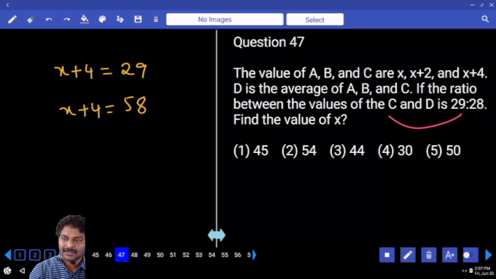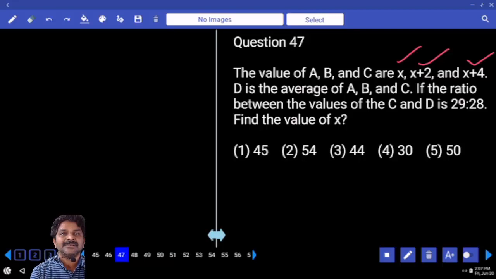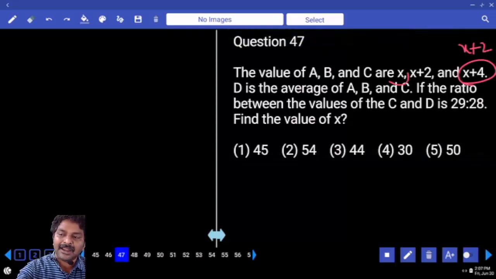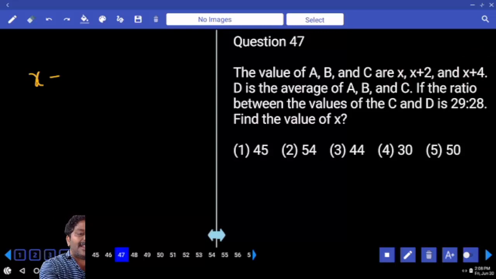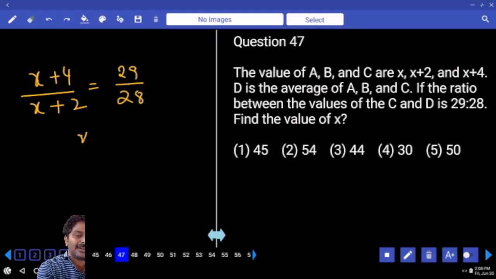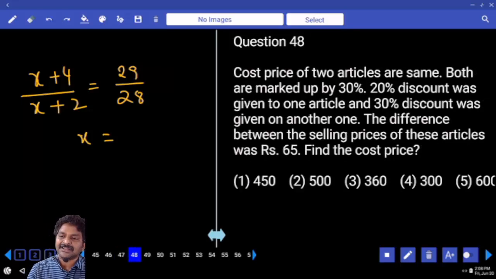Got it? Otherwise, for X, X plus 2, X plus 4, what do you mean by average? From the last one, if you subtract 2, it becomes X plus 2, and add the 2 here, it becomes X plus 2, and every number is X plus 2. Average is X plus 2, correct? Now, C value is X plus 4, D value is X plus 2, and the ratio is 29 by 28. Need to solve and get the value of X direct. Followed?